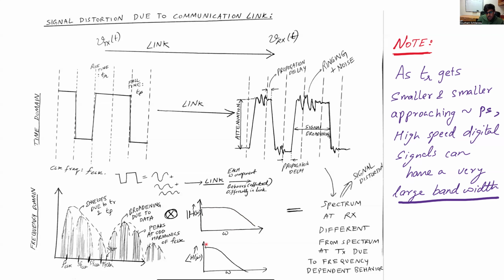Similarly, you're also going to have a variation with frequency of the phase of the link. And when you multiply this frequency behavior of the link with the frequency spectrum of the input signal, you end up with a new spectrum of the signal, which is the spectrum received at the receiver side. And if you convert this frequency domain signal to the time domain, you end up having some signal delays, some distortions in the signal, and so on.